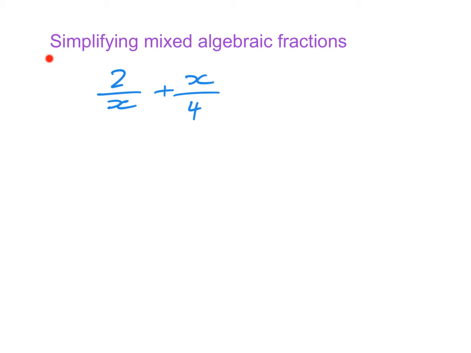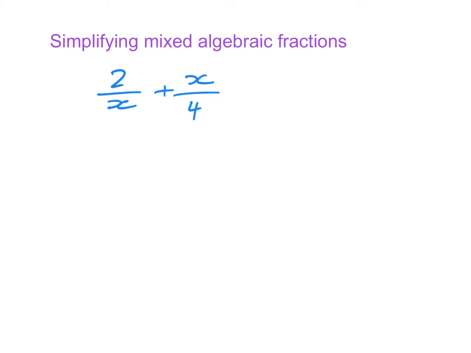Alright, so finally, how do we simplify mixed algebraic fractions? Here is the question. We've got a pronumeral in both of those places, and we've got normal numbers over there. See if you can work out what your lowest common denominator is going to be. Put the video on pause and come back when you're ready.